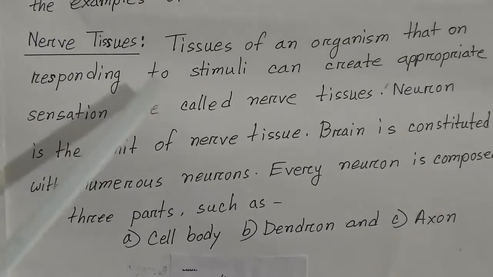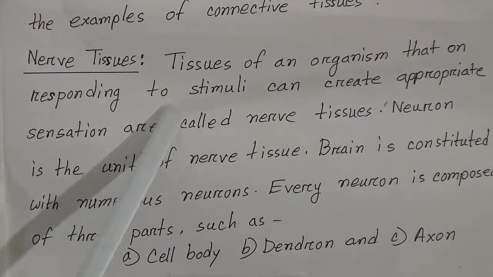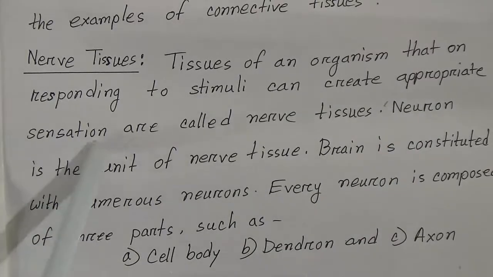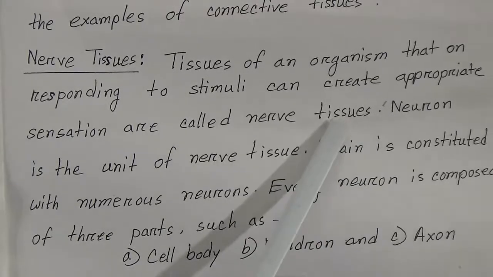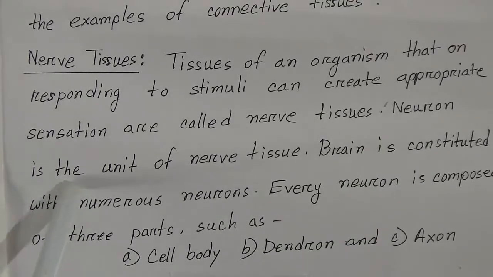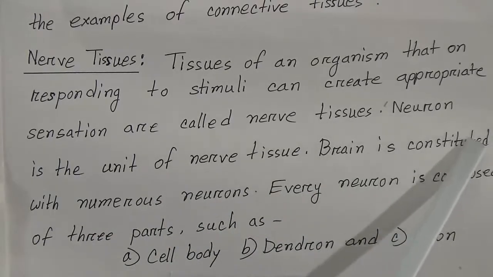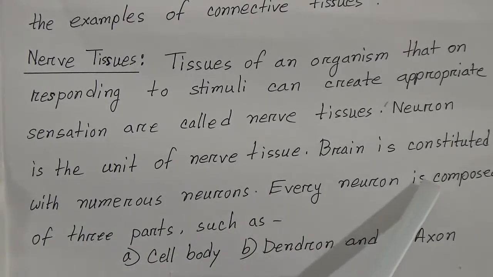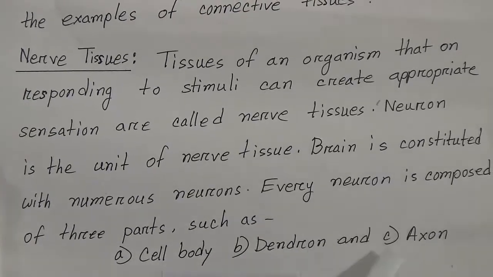Nerve tissue. Tissues of an organism that, on responding to stimuli, can create appropriate sensation are called nerve tissue. That means this nerve tissue receives stimulation from nature. Neuron is the unit of nerve tissue. The brain is constituted with numerous neurons. Every neuron is composed of 3 parts such as cell body, dendron and axon.